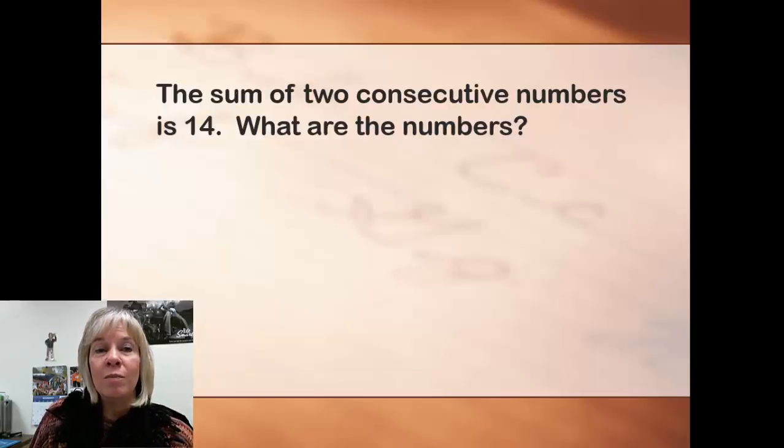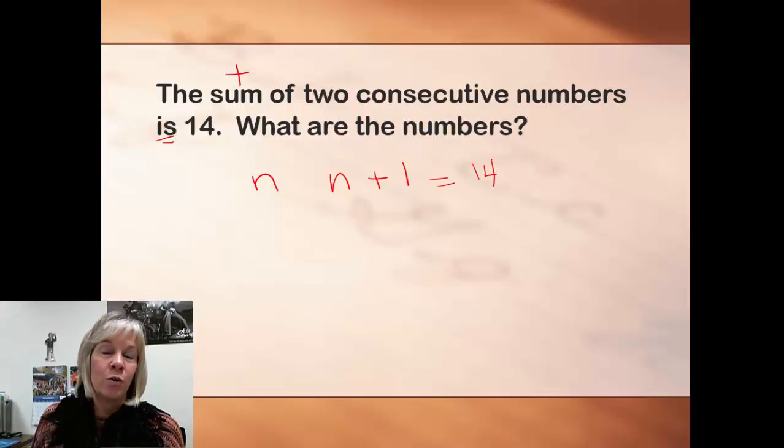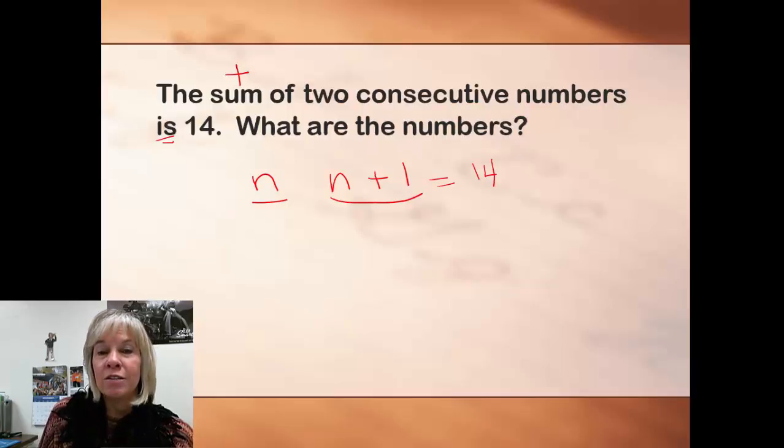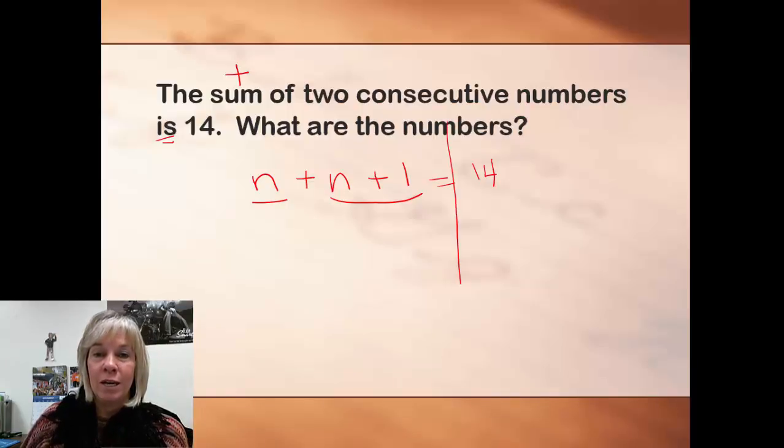Read our problem. The sum, this means we add, 2 consecutive numbers. Okay, if our starting point is always n, the next consecutive number would be n plus 1. That's our equals, 14. So let's make our equation out of this. I'm adding n and n plus 1. This is my first number, and this is my next consecutive number. I want to add these, so I'm going to put a plus sign between n and n plus 1. Now, look at this algebraically. How can we make this into a problem that we can solve?